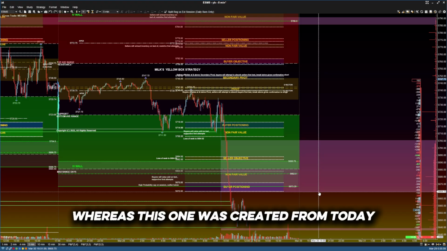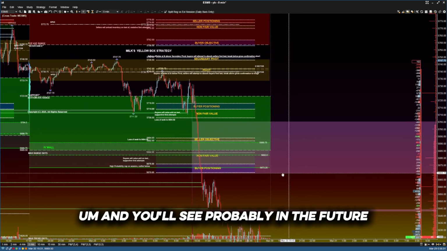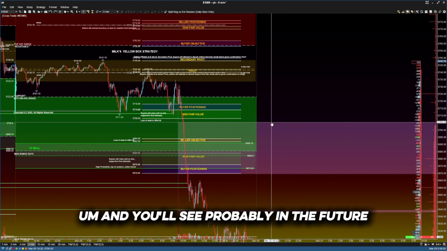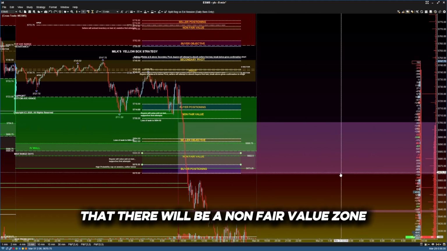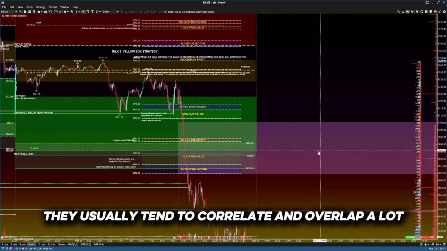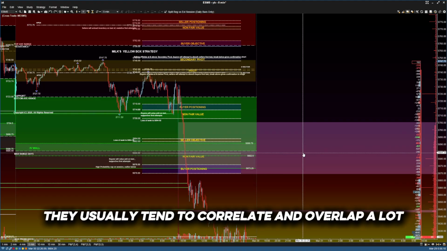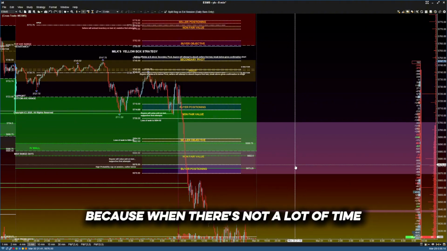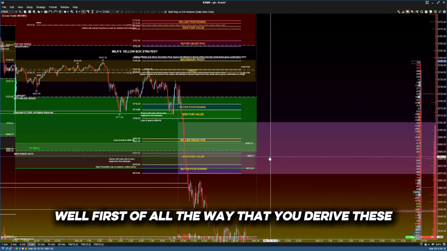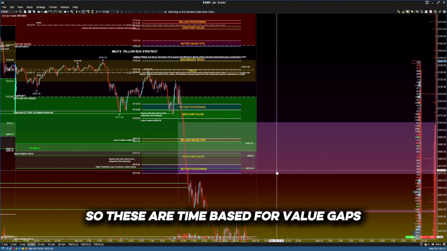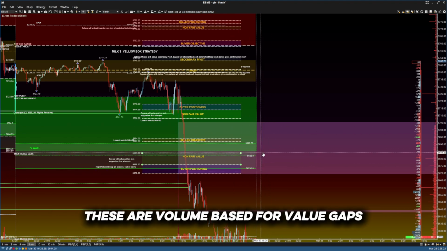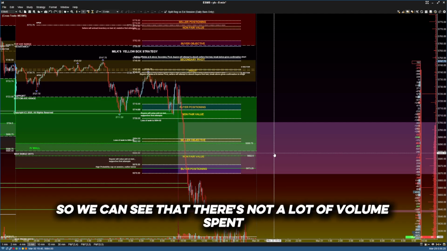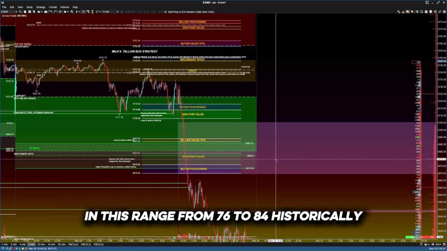was created from today. And you'll see probably in the future that there will be a non-fair value zone on this. They usually tend to correlate and overlap a lot because when there's not a lot of time, well, first of all, the way that you derive these: these are time-based fair value gaps, not a lot of time spent. These are volume-based fair value gaps. So we can see that there's not a lot of volume spent in this range from 76 to 84 historically.